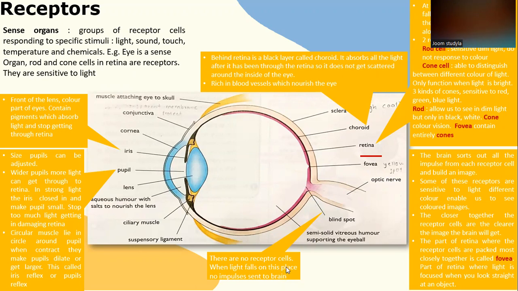Let's look at the iris. What is the function of the iris? The iris is in front of the lens, the colored part of the eyes, which contains pigments that absorb light and stop it getting through to the retina. Then the pupil. The size of the pupil can be adjusted. With wider pupils, more light can get through to the retina. In strong light, the iris closes in and makes the pupils small, stopping too much light getting in and damaging the retina.